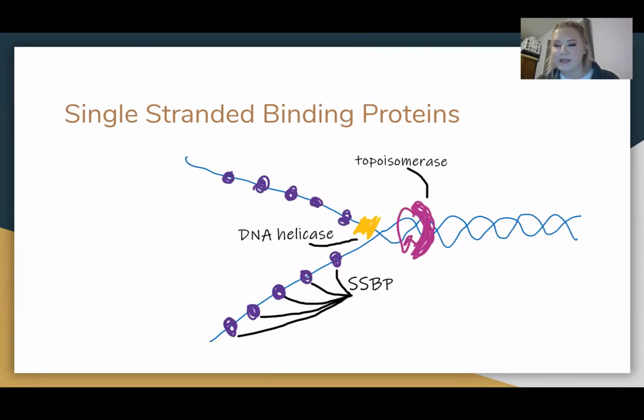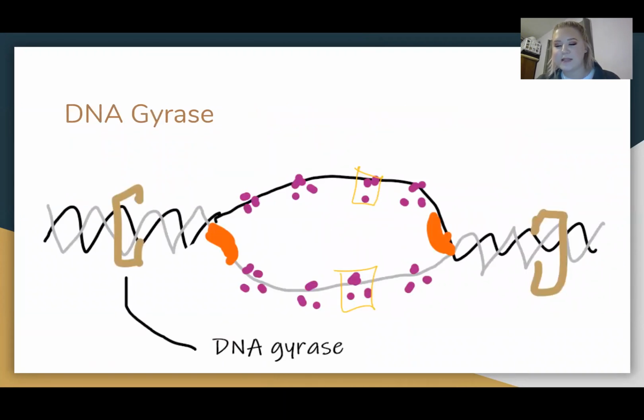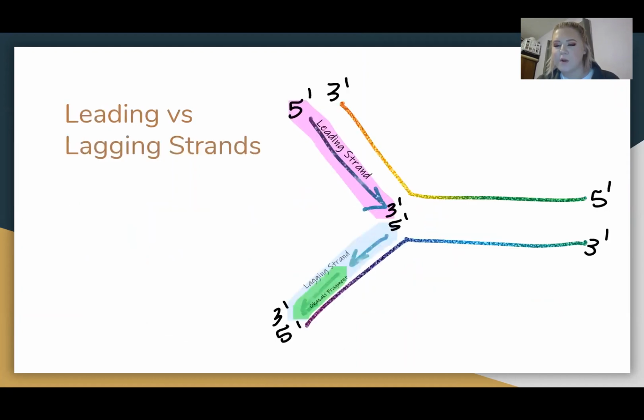Single-stranded binding proteins stabilize the unwound DNA. Gyrase is a topoisomerase that relieves supercoiling of the double-stranded regions ahead of the replication fork. Supercoiling occurs when DNA coils back on itself when it is overwound or underwound. Replication of both strands happens at the same time.